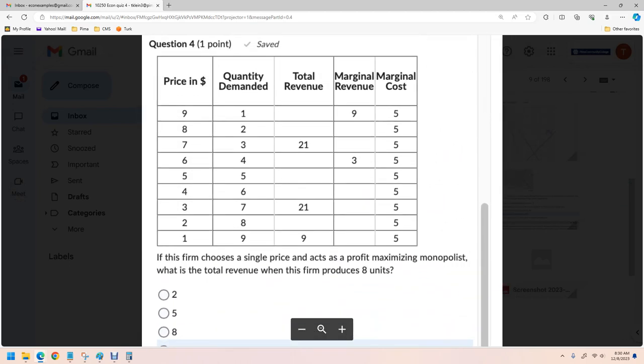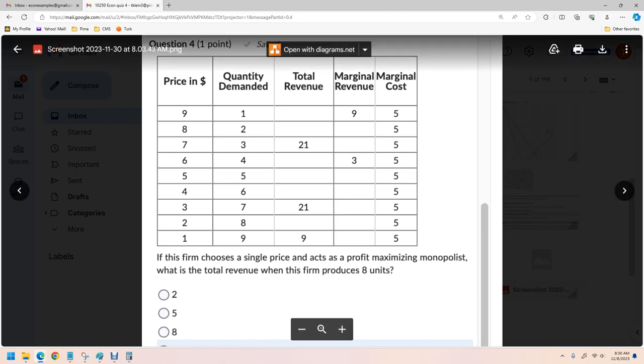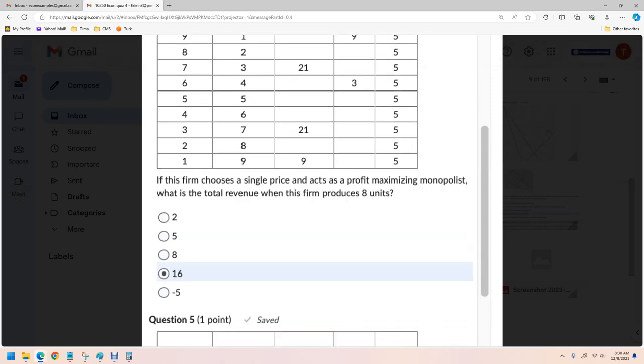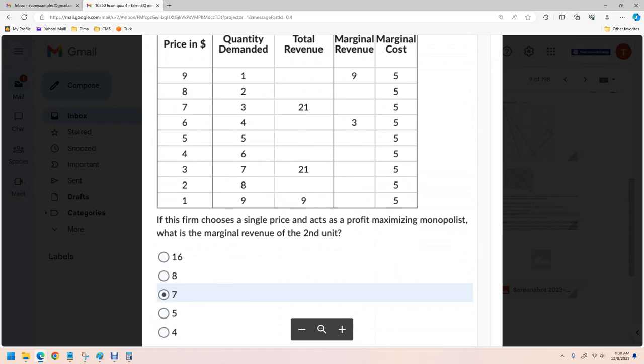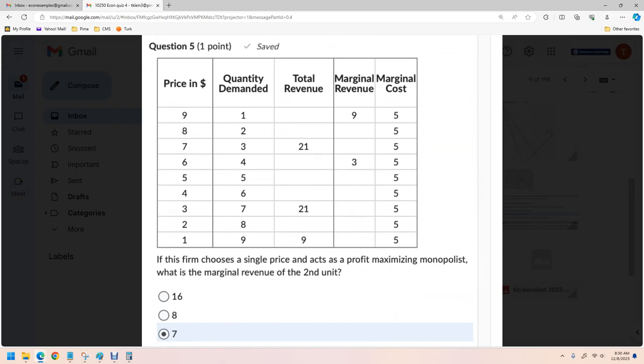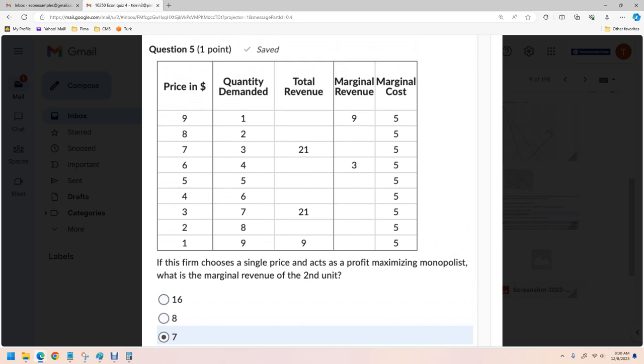Firm chooses a single price. What is the total revenue when it produces 8 units? Go to 8 units. What will be the price? 16. Got it right. Price times quantity is total revenue. Over here, marginal revenue of the second unit. The first unit's total revenue is 9, the second is 16, so that would be 7.